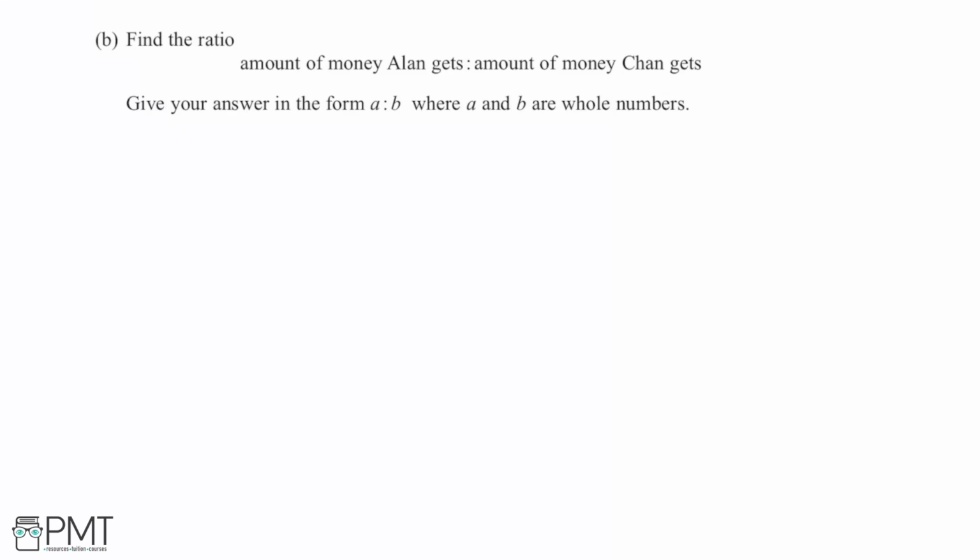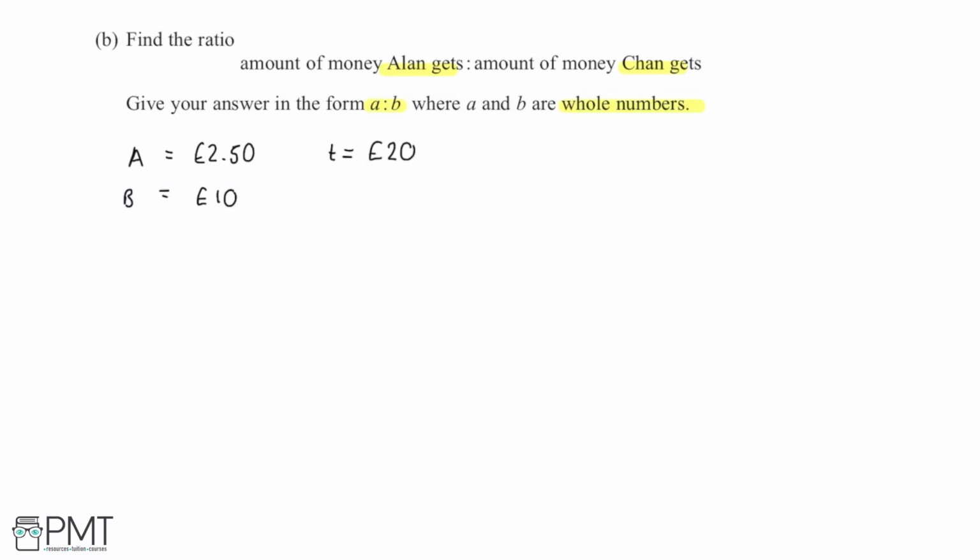And now in this part of the question, we're asked to find the ratio between the amount of money that Alan gets to the amount of money that Chan gets. We're asked to give our answer in the form A to B, where A and B are whole numbers. So in the previous part of the question, we're told that Alan gets £2.50. We also worked out that Bisper got £10, and we also calculated that the total money was £20.